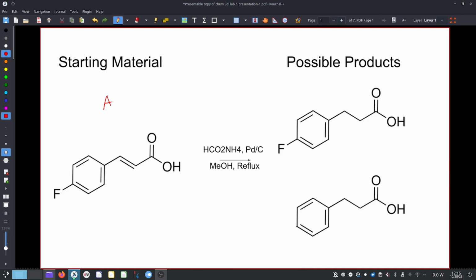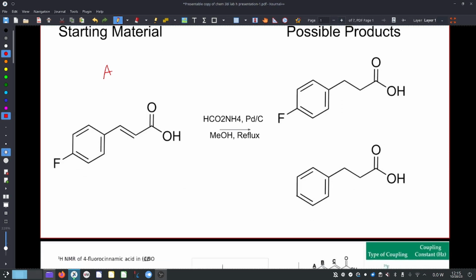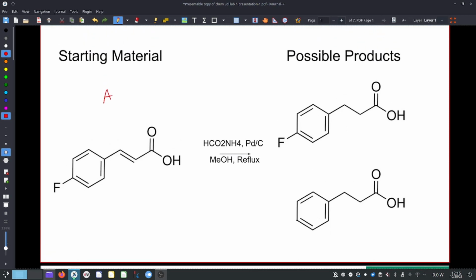So the kind of reaction that we are looking at here, this is fluorocinnamic acid, and we add ammonium formate, palladium catalyst, and then methanol, and reflux that afterwards. You would get one of two products. It would either be the one on the top with the fluorine still attached, or it would be the one on the bottom where the fluorine does not appear on the molecule.